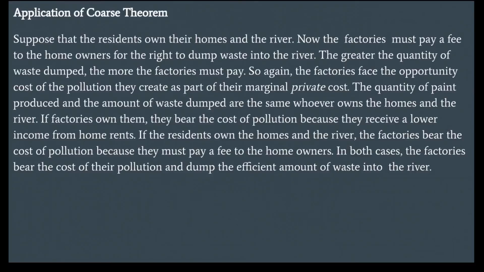The quantity of paint produced and the amount of waste dumped are the same whoever owns the homes and the river. If factories own them, they bear the cost of pollution because they receive a lower income from home rents. If the residents own the homes and the river, the factories bear the cost of pollution because they must pay a fee to the homeowners. In both cases, the factories bear the cost of their pollution and dump the efficient amount of waste into the river.